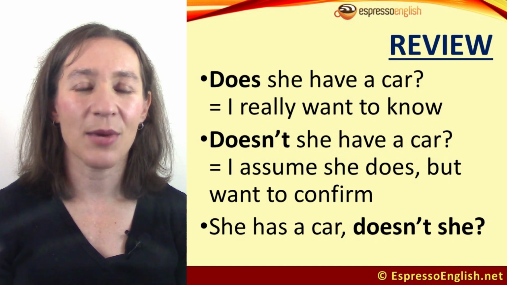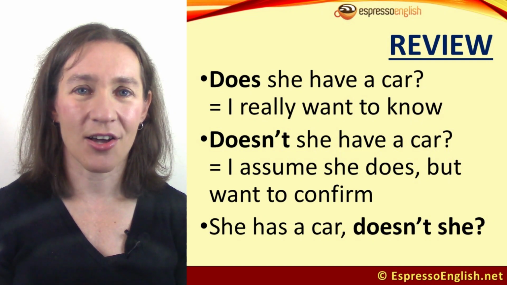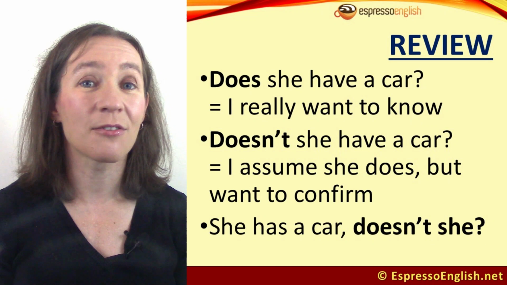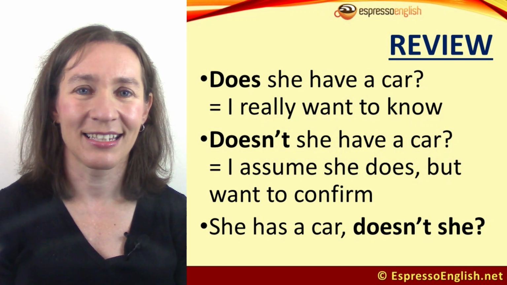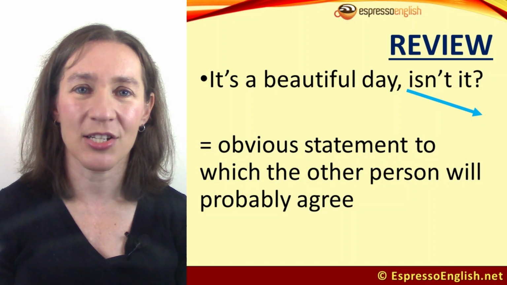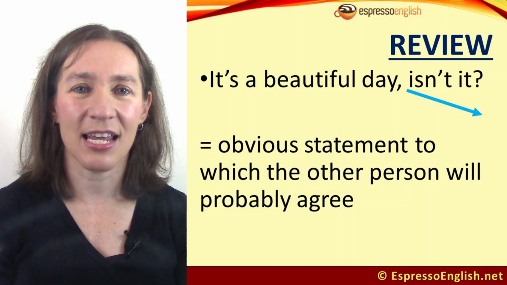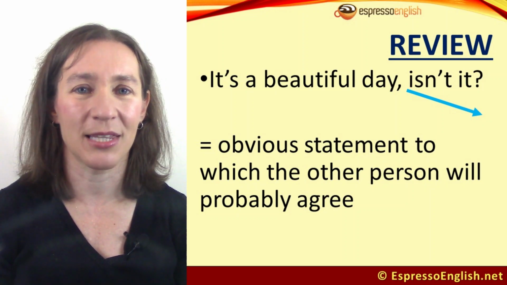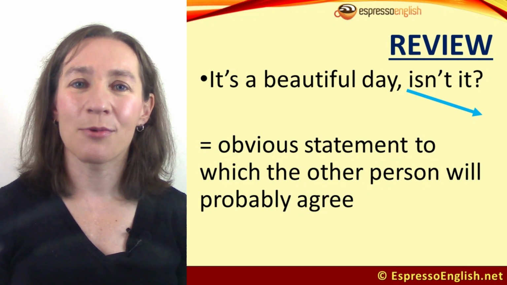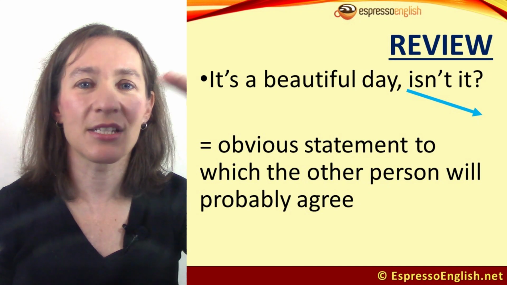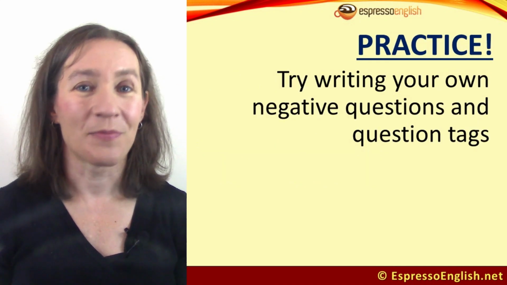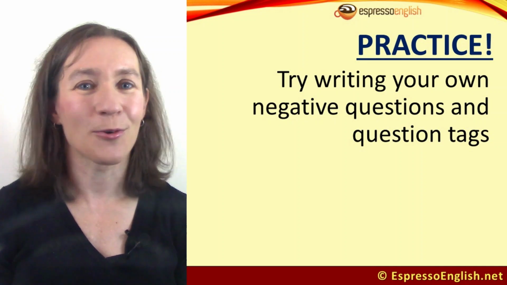You can also do this by using a question tag. She has a car, doesn't she? Again, we expect the answer to be yes, but we just want to confirm it and make sure we're not mistaken. And finally, you can make a statement with the question tag that's not really a question, it's merely an obvious statement designed so the other person will agree with you. For example, it's a beautiful day, isn't it? When we use the question tag in this way, our intonation goes down at the end instead of going up like a normal question. So, now you're ready to put it into practice, right?